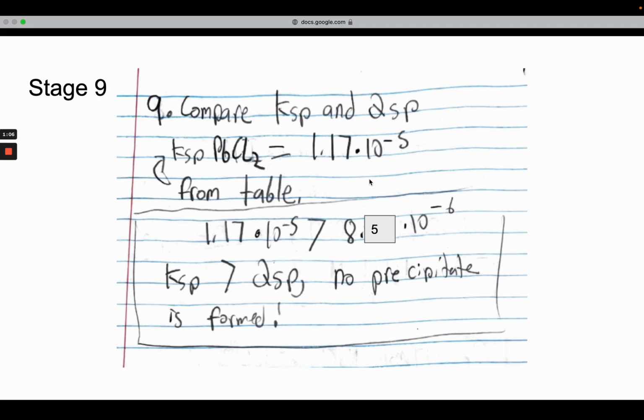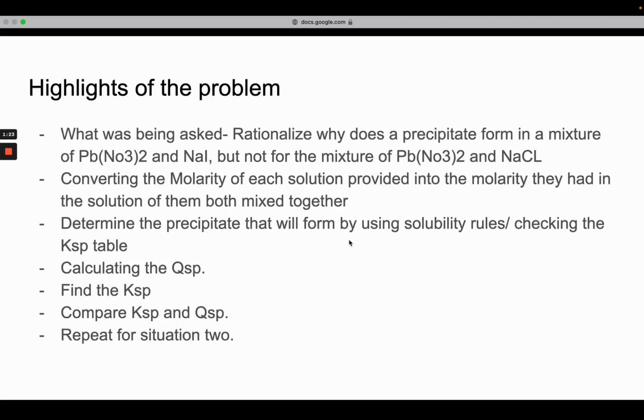Then you compare KSP and QSP. The KSP of PbCl2 is 1.17 times 10 to the minus 5 from the table. So 1.17 times 10 to the minus 5 is greater than 8.5 times 10 to the minus 6, which means the KSP is greater than QSP, so no precipitate is formed.